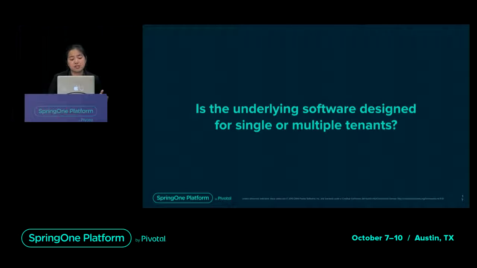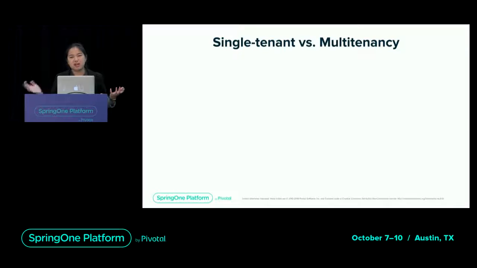So is the underlying software designed for single or multiple tenants? Broadly, this is kind of a binary, but there's software that can be toggled one way or another. But broadly, things are either meant to be single tenant or multiple tenants. Let's explore what the different impacts are.